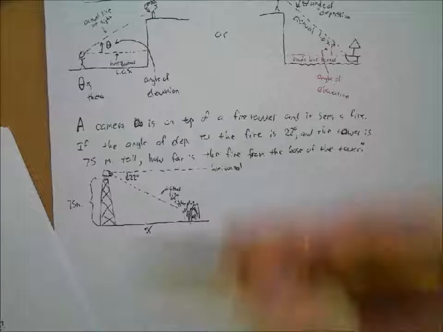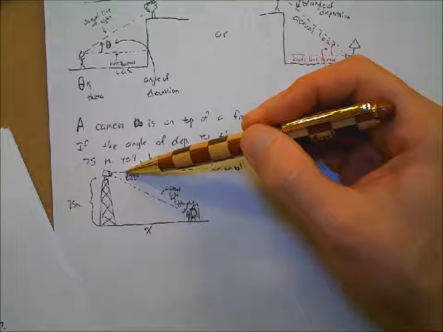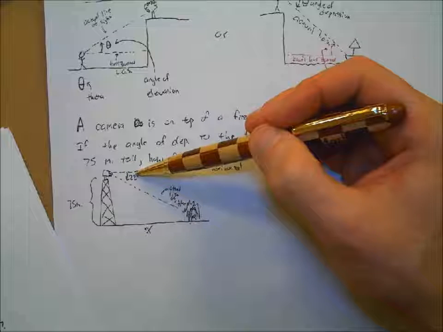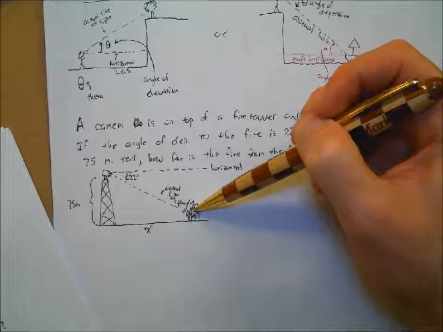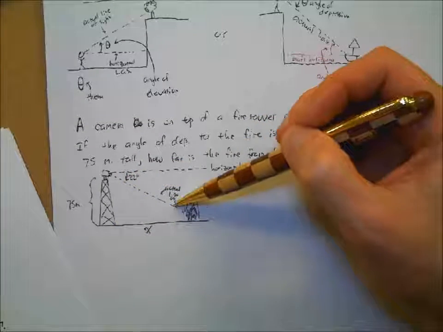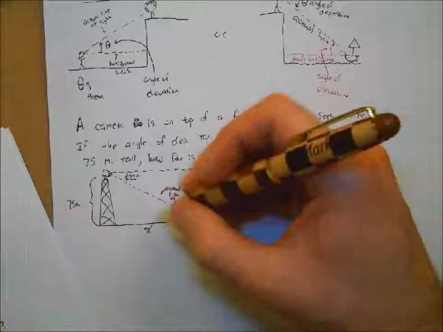If the angle of depression from the camera to the fire, so from the horizontal down to the fire, is 22 degrees, what will be the angle of elevation from the fire to the camera? From its horizontal, the ground, up to the camera, what will its angle be right here? Also 22.